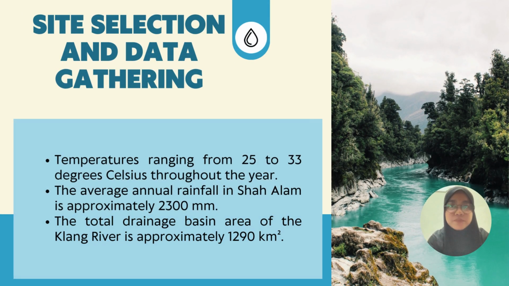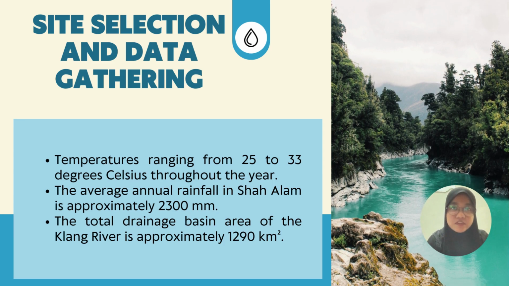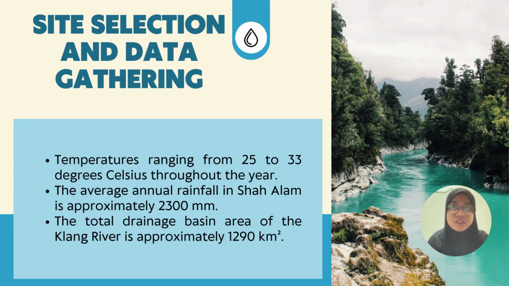Shah Alam also experiences a tropical climate characterized by relatively consistent temperatures ranging from 25 to 33 degrees Celsius throughout the year. The average annual rainfall in Shah Alam is approximately 2,300 mm, contributing significantly to its environmental dynamics and water management considerations. The total drainage basin area around the Klang River is approximately 1,290 km².